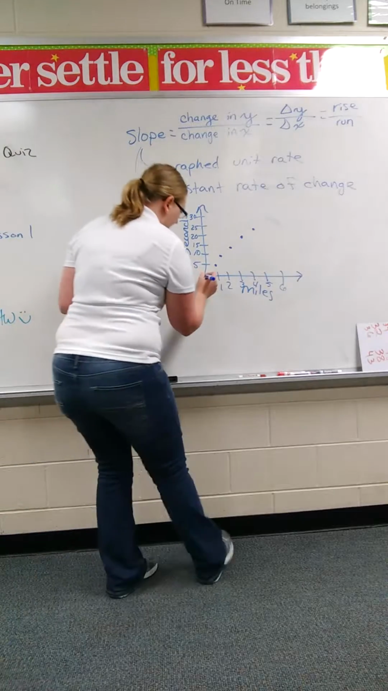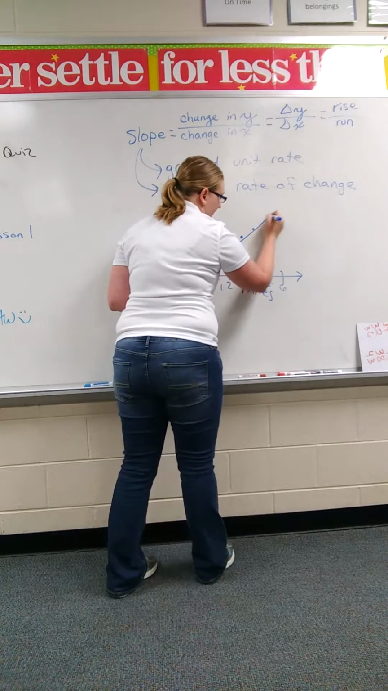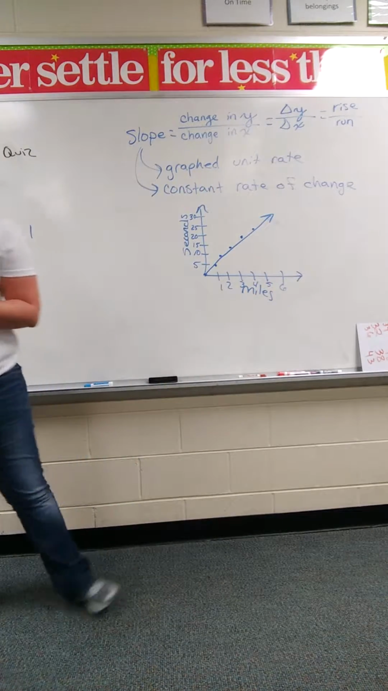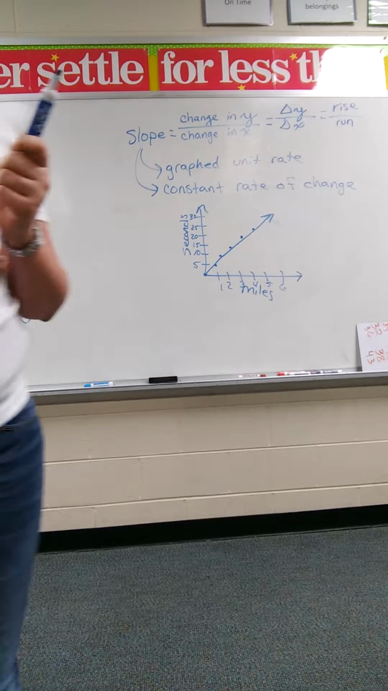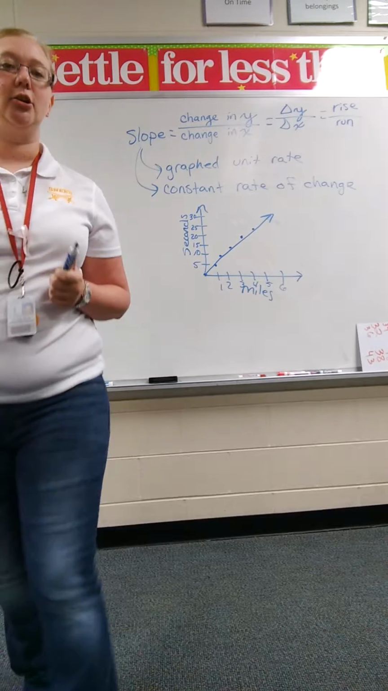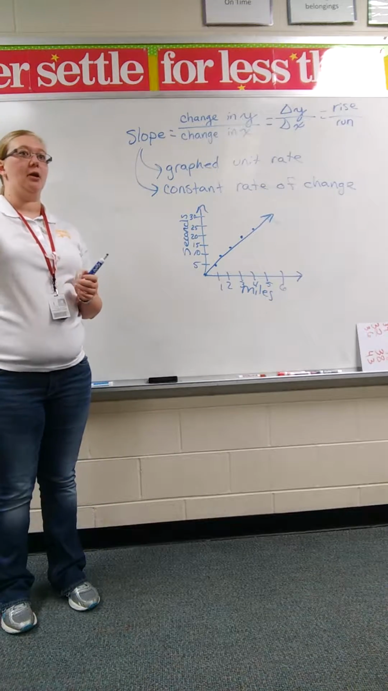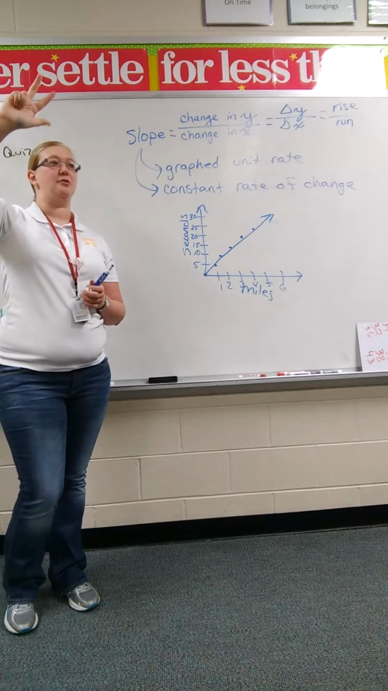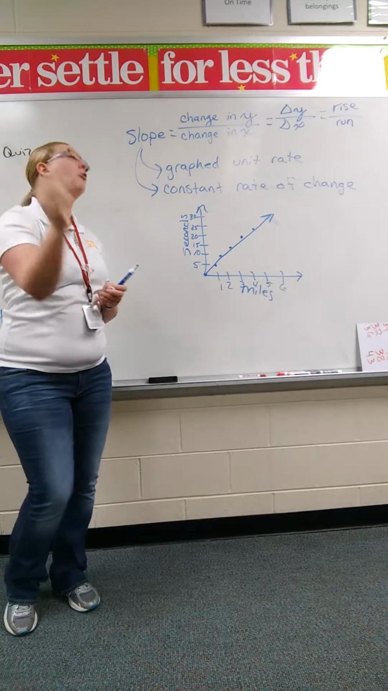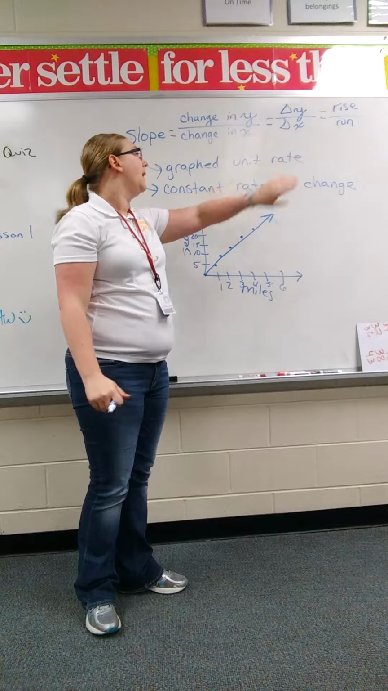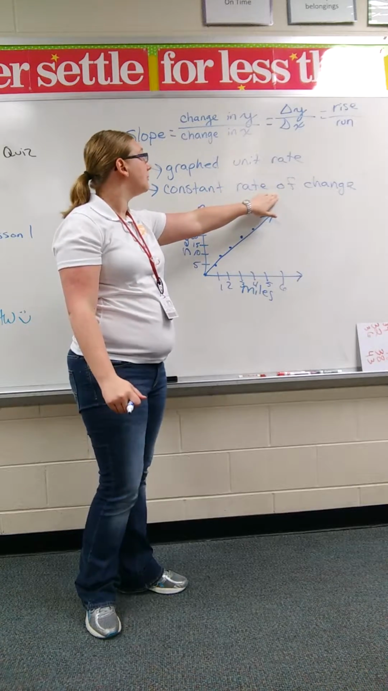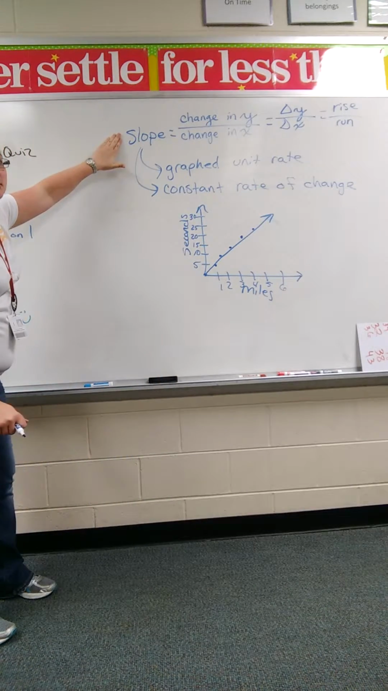Okay. Do these points need to be connected? Yes. Okay. So we have a straight line that is increasing and goes through the origin. So that means that this graph is what? Proportional. It is proportional. Very good. Which means that it has a slope.